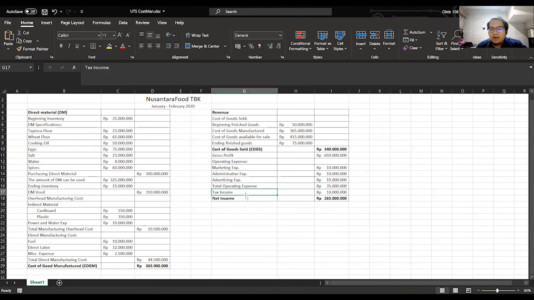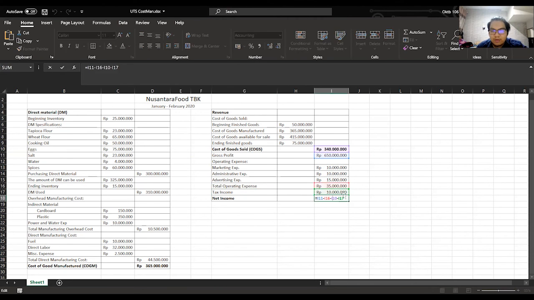But there is also tax income. So the net income after we sum all of this up, we minus this, and we add this, we get 265 million. I think that's it.